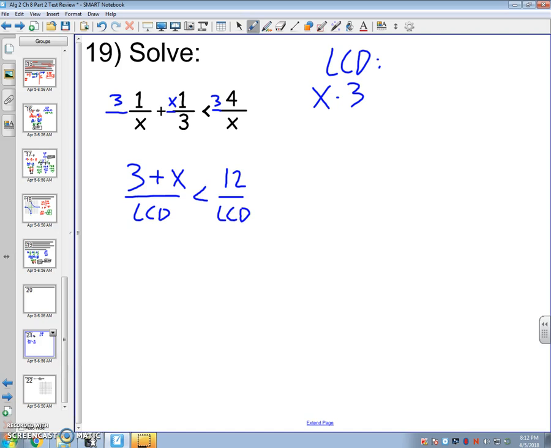Since we're solving, might as well do the restriction now. X is by itself. There's no parentheses, that means 0. Make sure you answer the x is not 0. Now we're going to solve, so ignore the bottom. Just solve the top. So it's 3 plus x is less than 12.